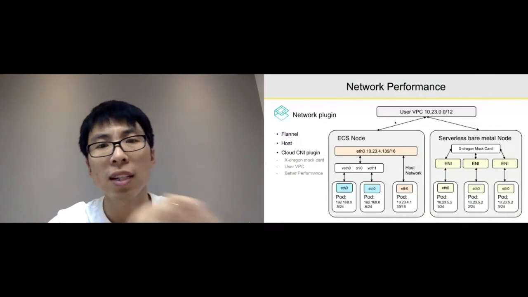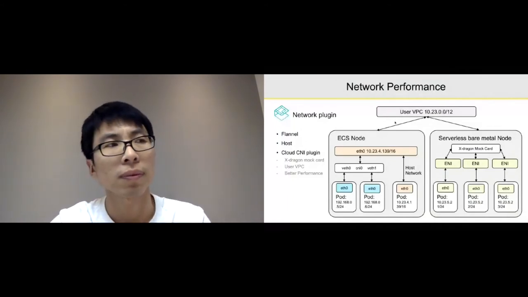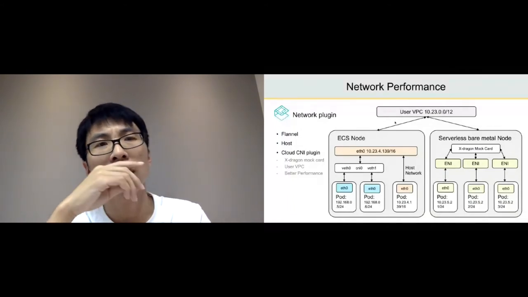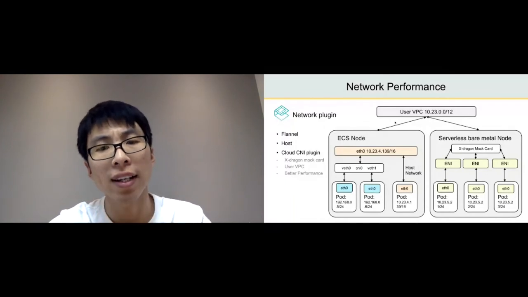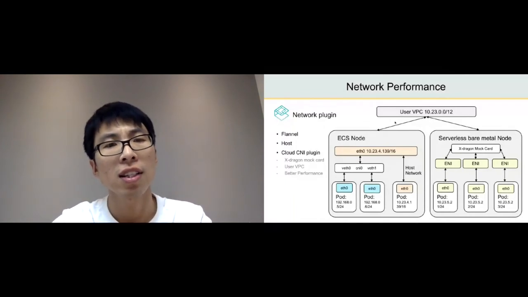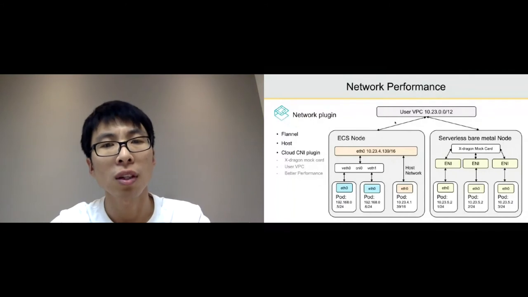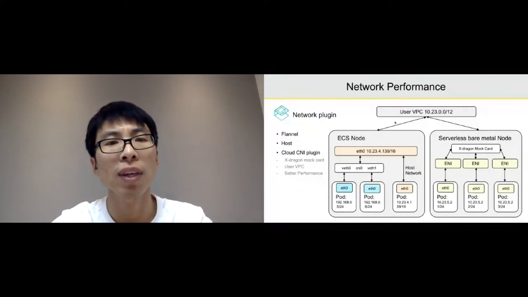The next challenge is network performance. The network architecture in Kubernetes is very different from YARN, since YARN does not have network virtualization and isolation. All the containers are running in the host machine network. For Kubernetes, it provides an overlay network by default. Each pod will have its own IP address.